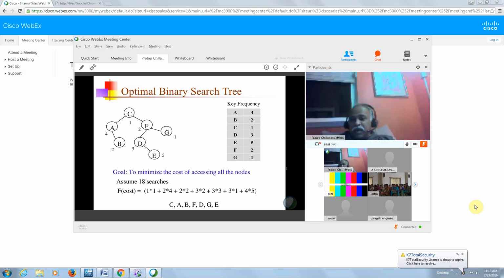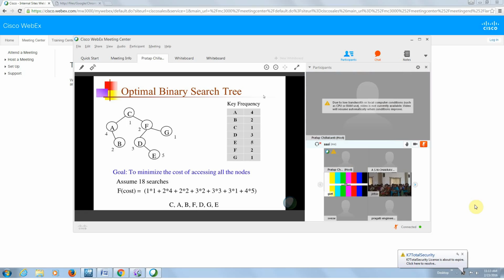Okay, I see only a few hands raised. Let me explain one more time. Do a show of hands again, okay? So when do we use optimal binary search? Do we want to build? We already know how to build. All of us know how to build trees, right?